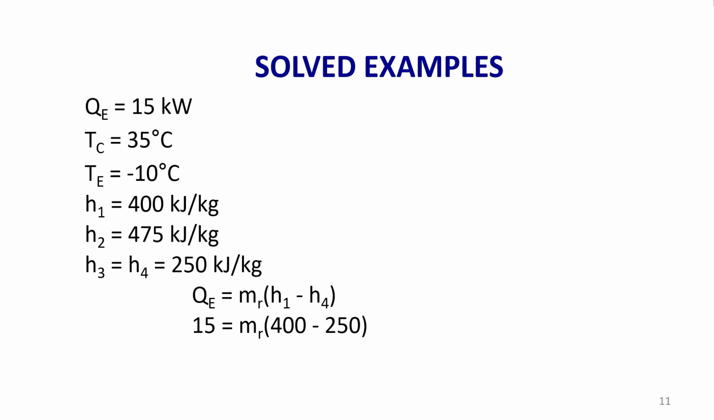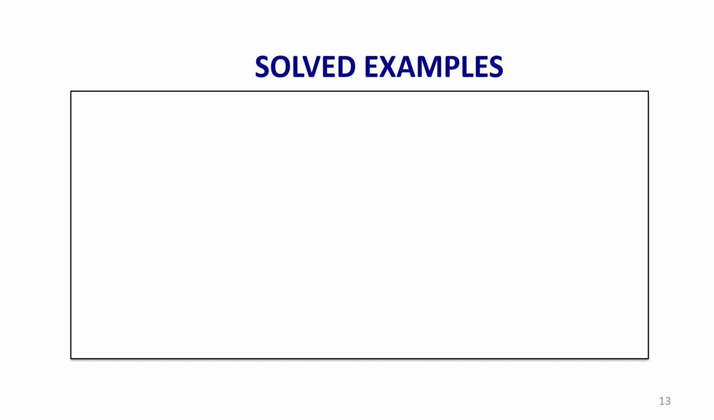So, let us write the given data. The condenser temperature is given as 35. Condenser temperature, that is the high temperature, of course compared to the evaporator temperature it is high. Anyway, let us write Tc, which is equal to 35 degrees centigrade. The evaporator temperature is given as minus 10 degrees centigrade.